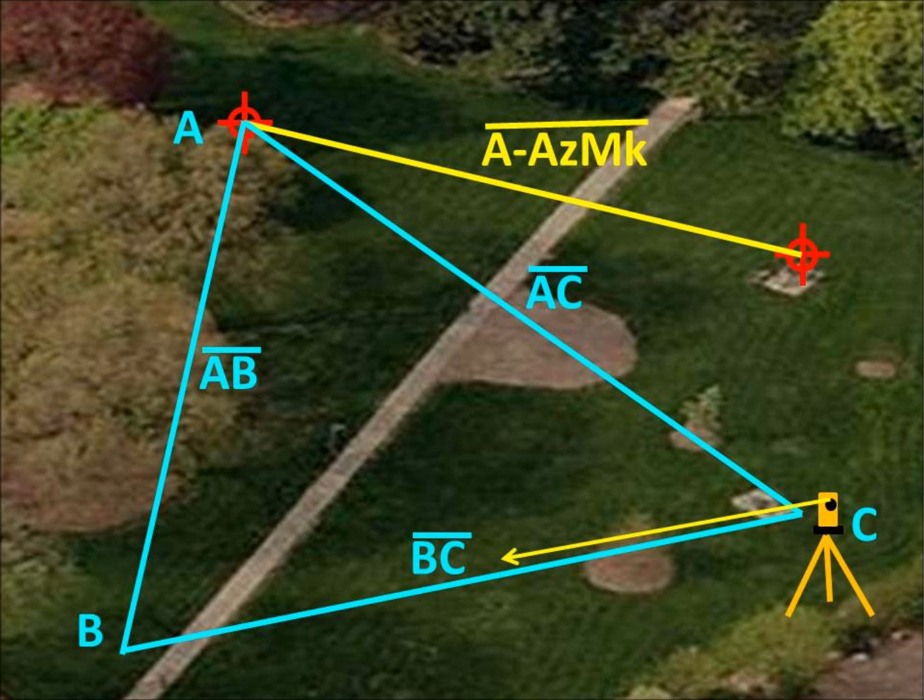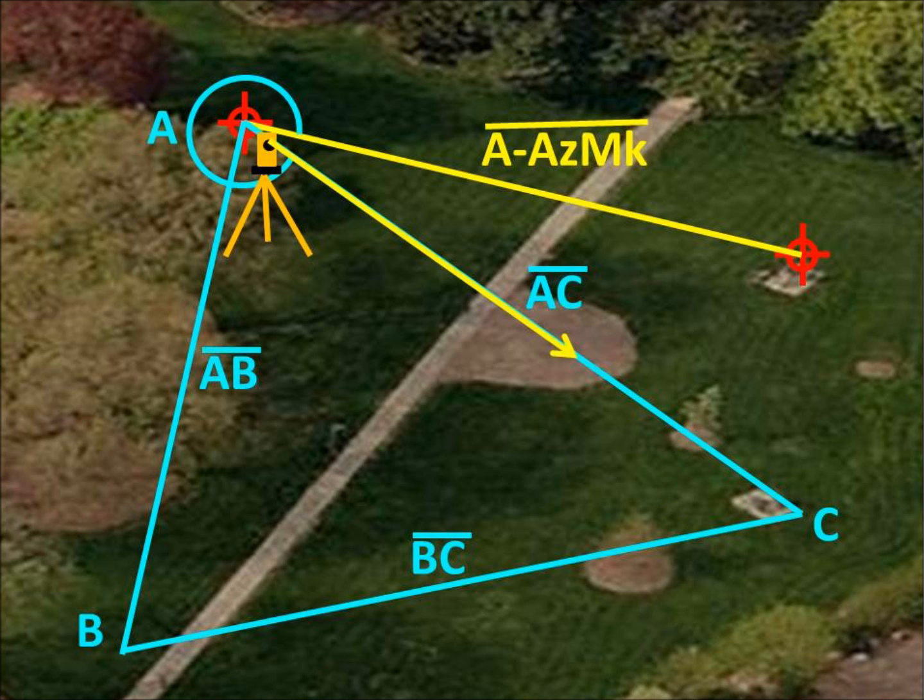Likewise, when you move to point C, first cite point B, set the angle to 0, and then turn to point A to measure the angle BCA. For the final setup, you'll go to point A again, first cite point C, set the angle to 0, and then turn clockwise to the azimuth marker to measure the final angle.